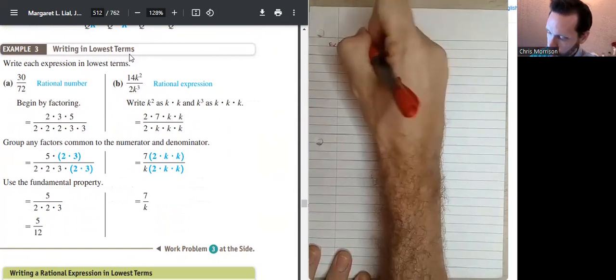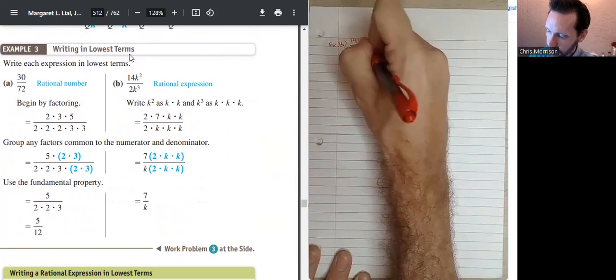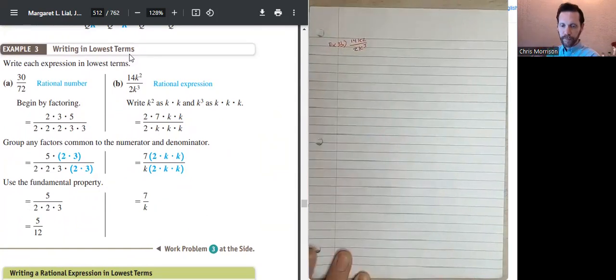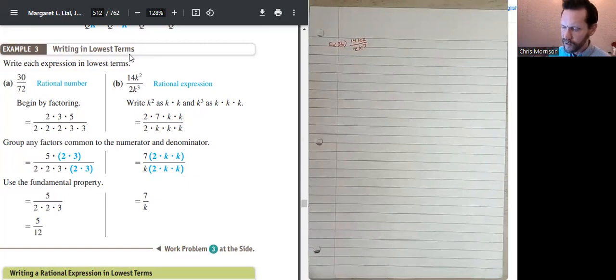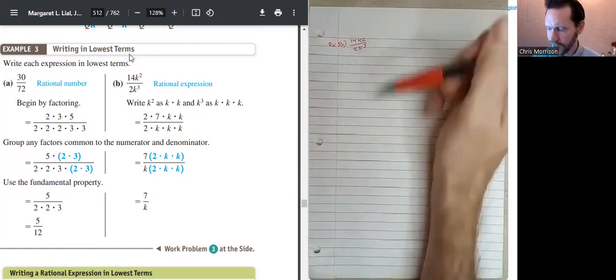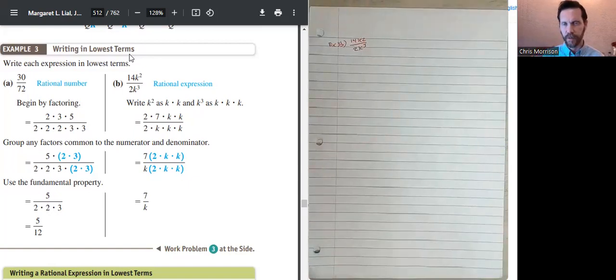So 14k squared over 2k cubed. I should have wrote that on separate lines. That'd have been easier. All right, so here again, you can just do a shortcut and do 14 divided by 2 is 7, and then k squared divided by k cubed leaves you a k in the denominator, and it's 7 over k. That's easy enough. We want to do it the longer way, just so that when we do the longer way for more complicated things, it'll make more sense.